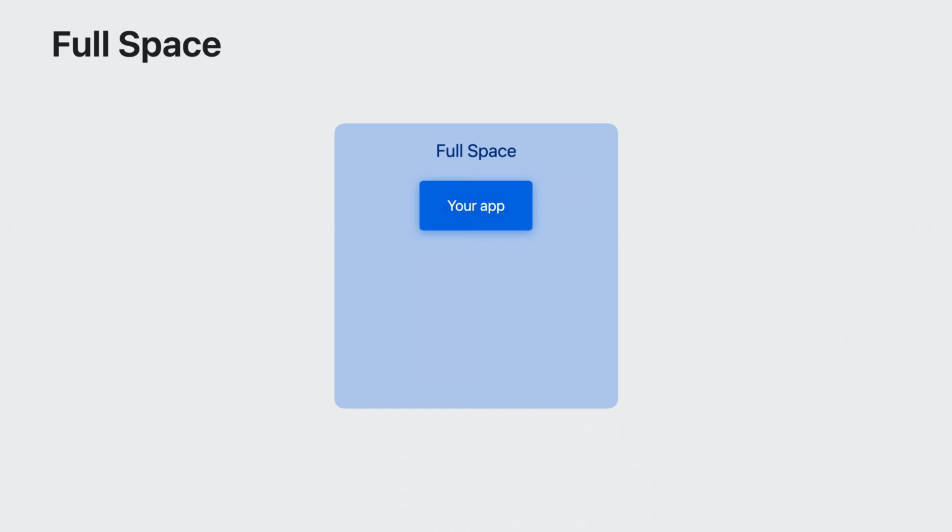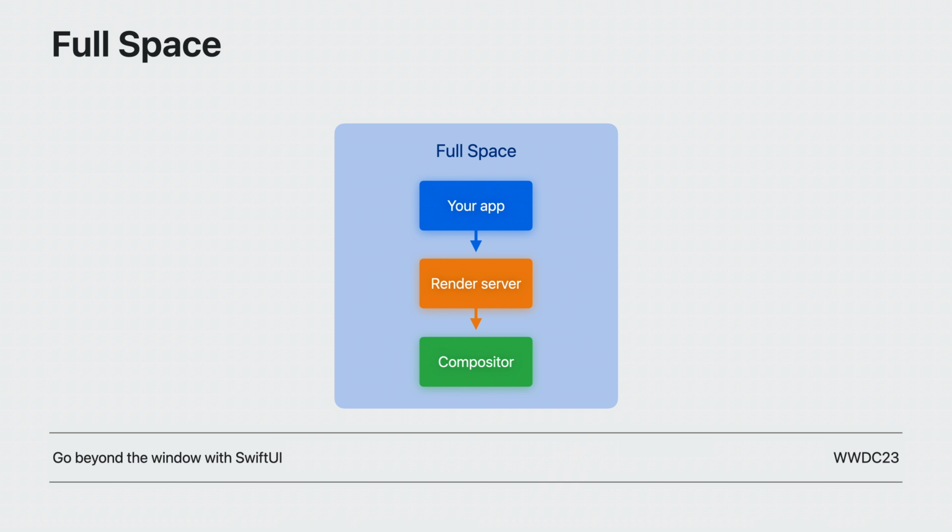When your app enters a full space, all other visible apps are hidden. This means that the performance of your app is no longer affected by the rendering work for the apps that are now hidden. To learn more about how to enter a full space, check out the session Go Beyond the Window with SwiftUI. Based on what was just covered, we have two recommended ways to profile your app.